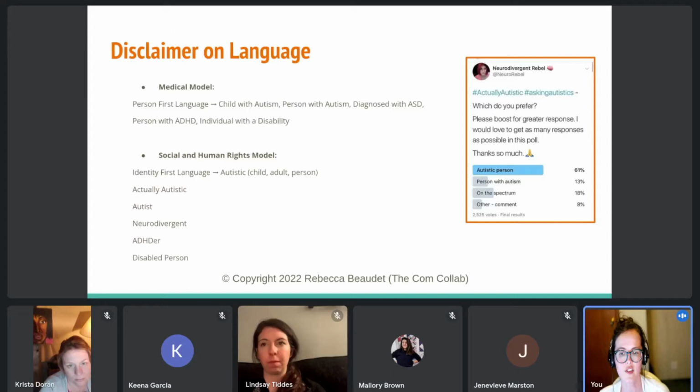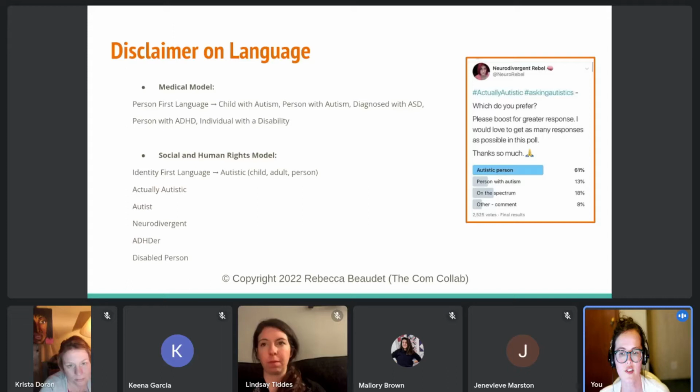Where the social and human rights model really looks at disability as a critical part of who someone is and something that shouldn't be separated from them. So we're really removing that stigma and using identity first language. So saying autistic child, actually autistic, ADHDer, disabled person.